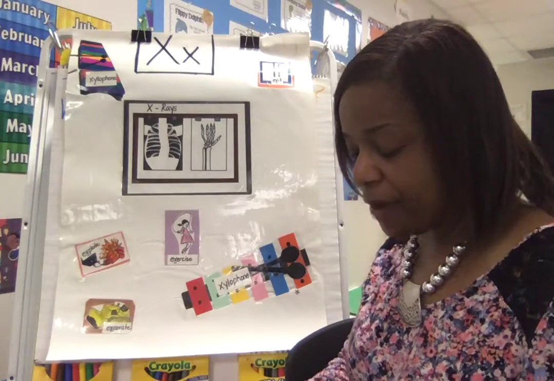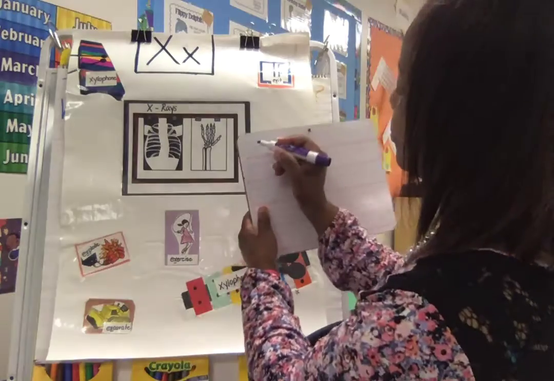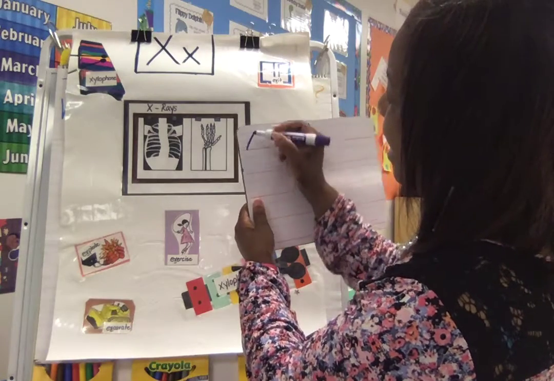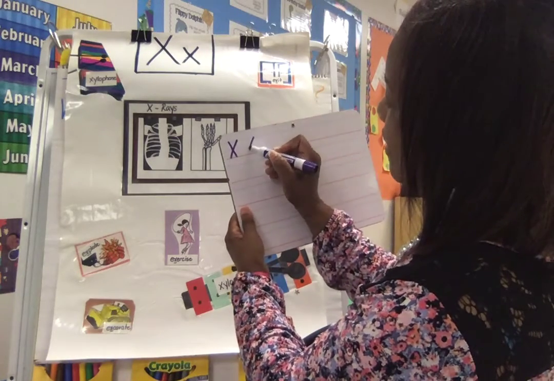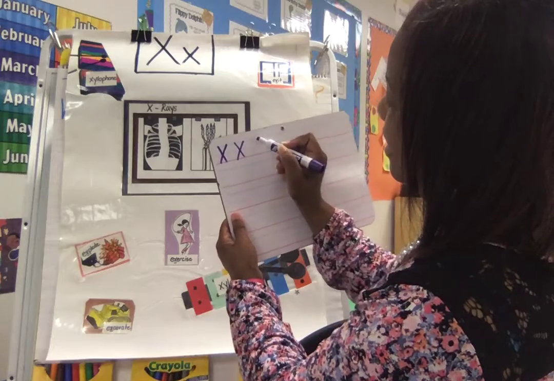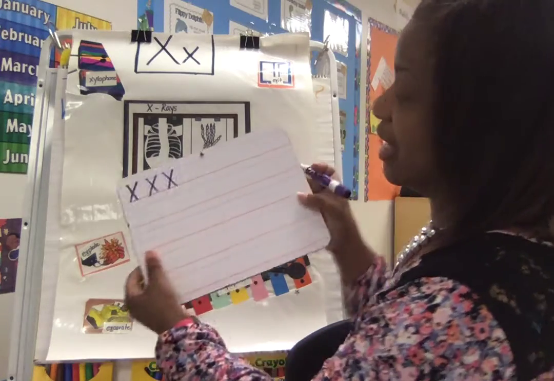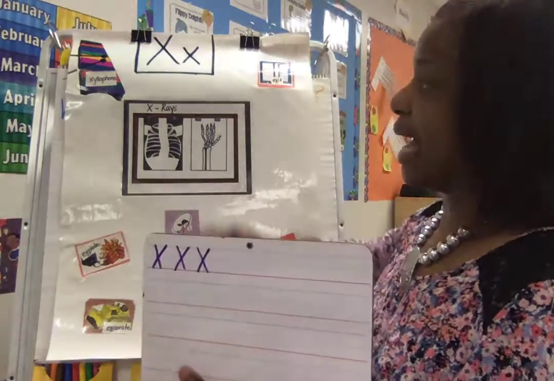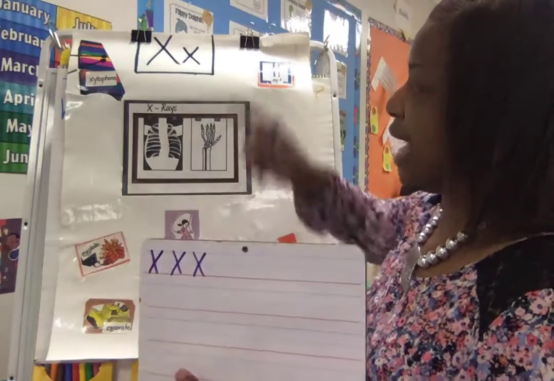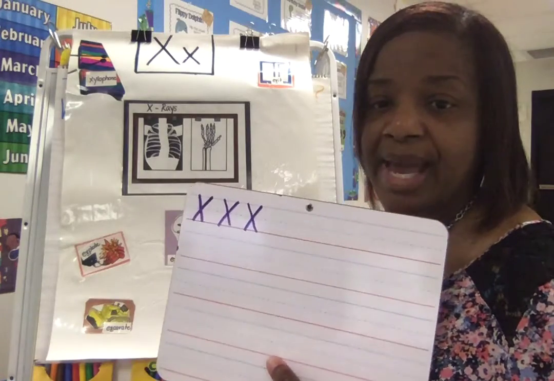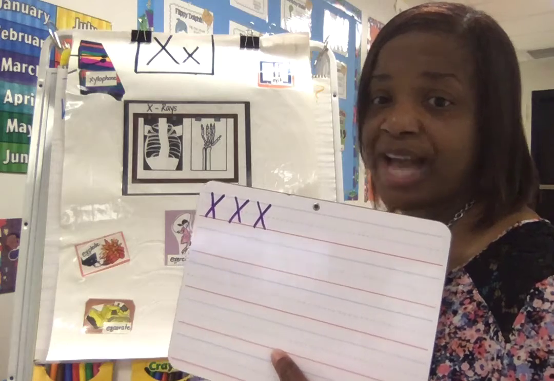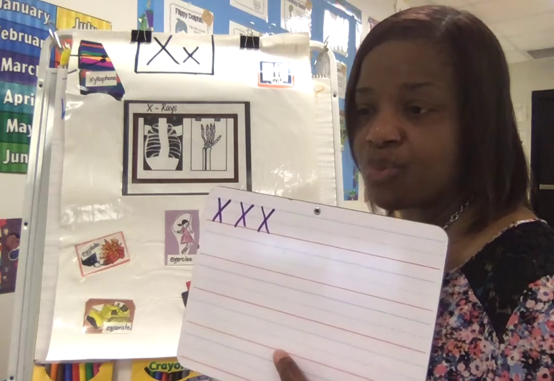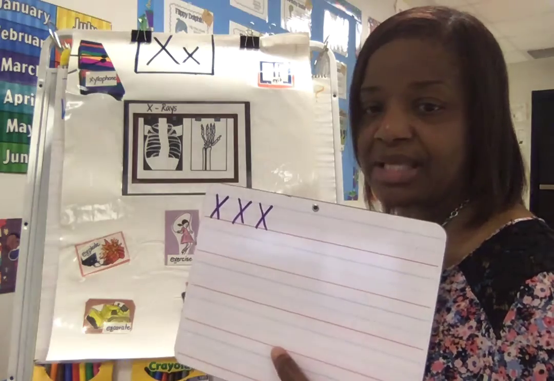So let's look at uppercase X this morning. Long line, long line. You try it. Long line, long line. What do you notice about the letter X? The lines are not straight, are they? That's exactly right. The lines are slanted.